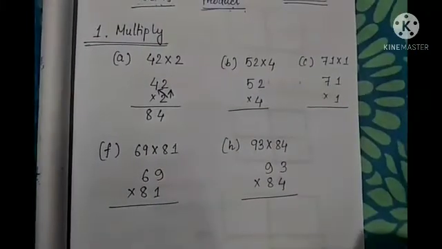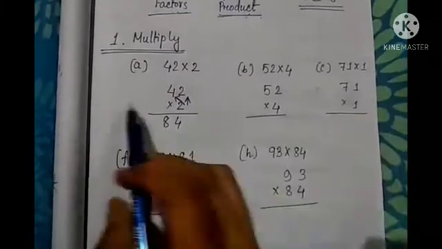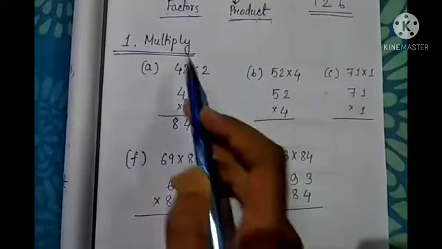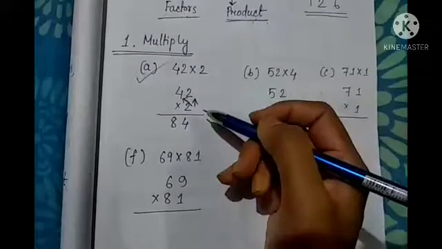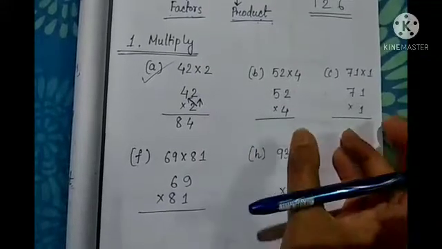Students, now I will show you some more examples from that page only. If you have the book, you can see page number 44, question number 1, multiply. A number is given, so I will show you the procedure of how to do it, and similarly by following this way you can solve the other problems.